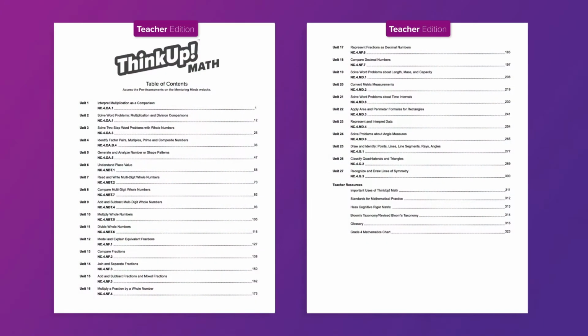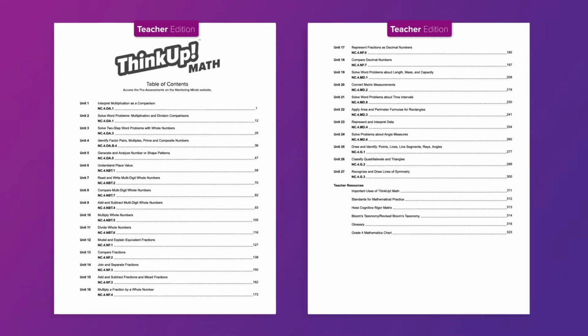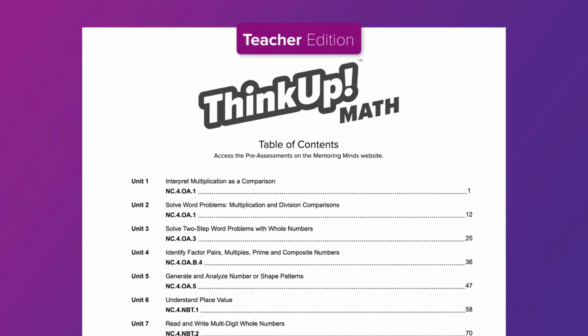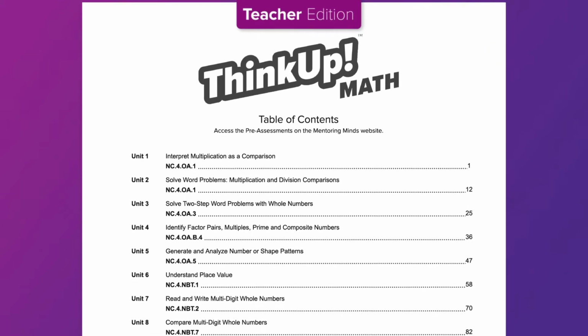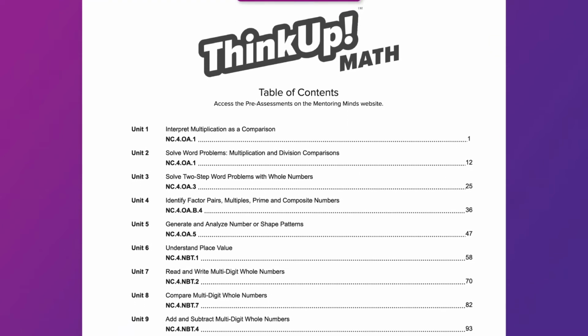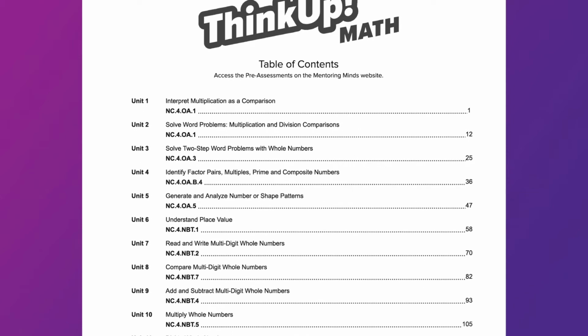Two questions we get asked about this product are how is it organized and do I need to go in order? ThinkUp does not have to be worked cover to cover. Each North Carolina Standard Course of Study content standard is covered in ThinkUp Math. These units are generally ordered to follow the numbering of the state. Occasionally, standards might be grouped for optimal instruction.